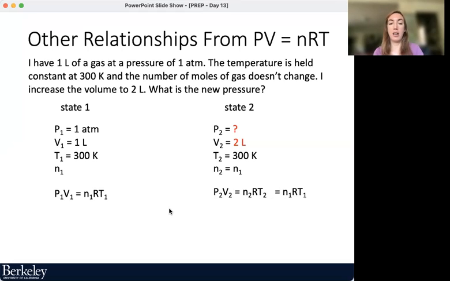So now I know that P1 V1 equals N1 R T1, but P2 V2 also equals N1 R T1. And so because P1 V1 equals the same thing as P2 V2, then I can just set those equal to each other. So P1 V1 equals P2 V2. Does this make sense?